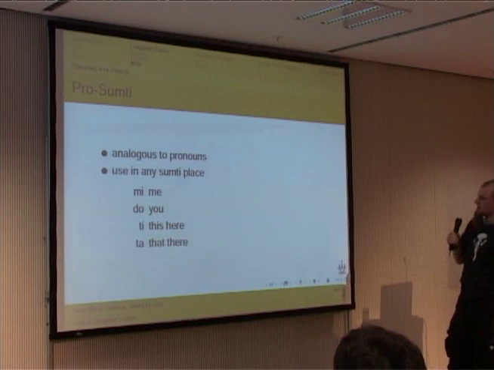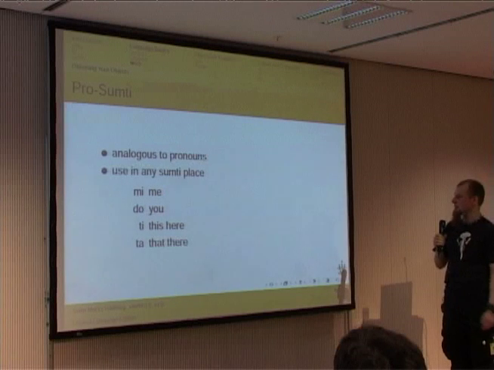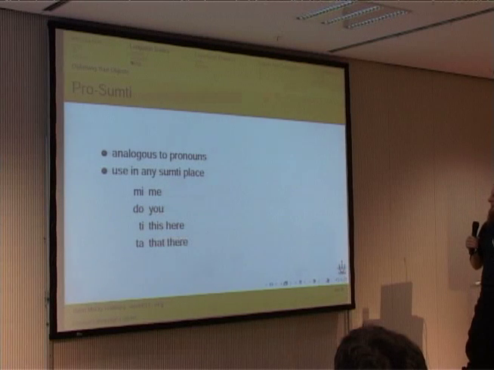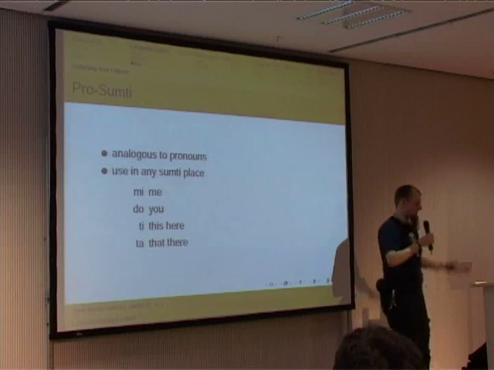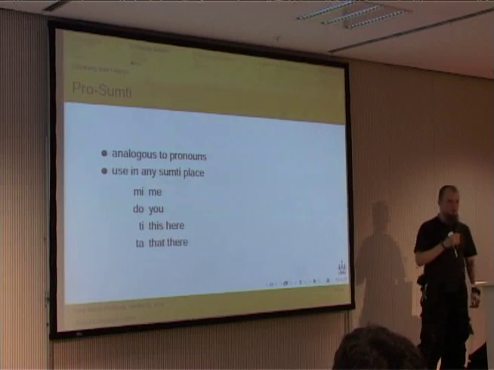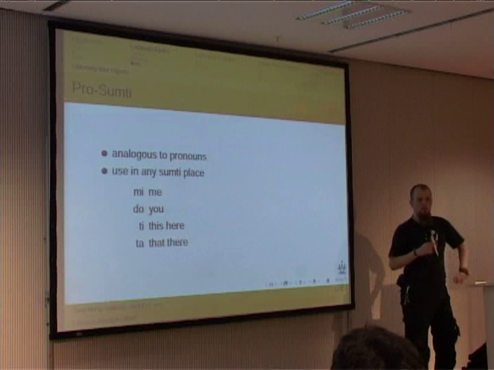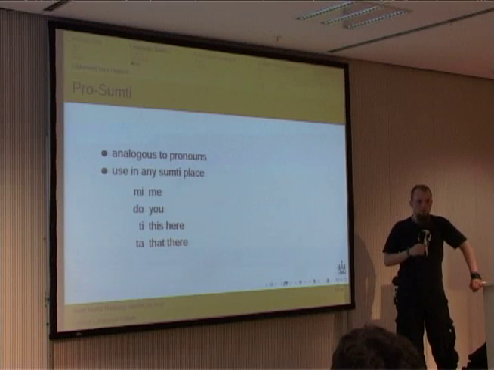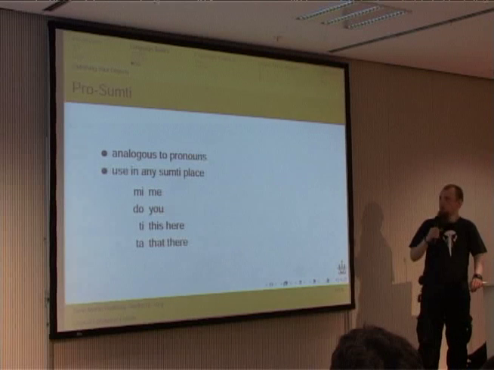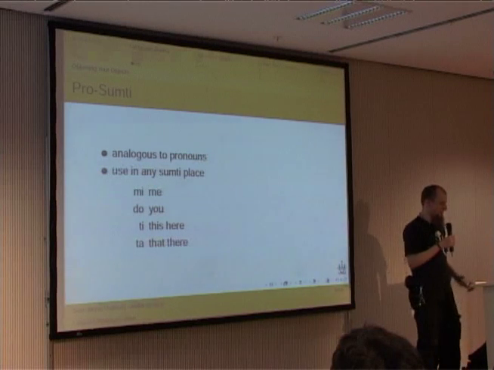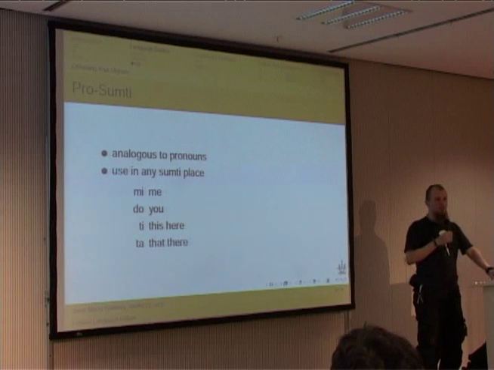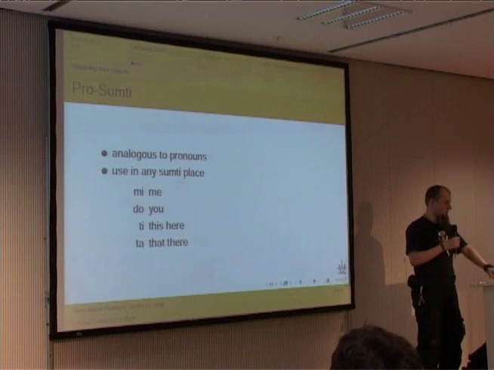So here you see a list. Mi, do, ti, ta: me, you, this, that. You put them in any of the sumti places, just like this. No extra whatever. You just put it. Prosumti is not a Lojban word. This is a mixture. It's a bastard, but that's a term that's used by the Lojbanists.